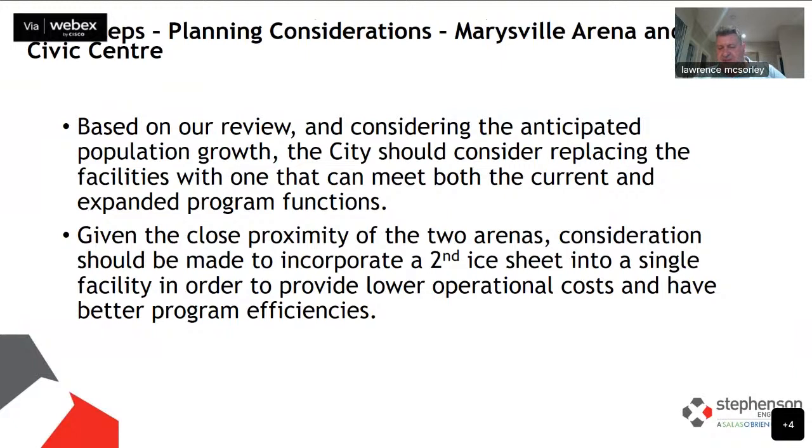So there is some logic to considering putting 2 ice sheets next to each other in the same facility. There are economies of scale that go with that, lower operational costs, and program efficiencies so that you don't have to build everything twice. So that's something that I think we would recommend you start to consider. You might even consider putting the curling club as part of this. And maybe there's a master plan that has to be phased, but at least it's something to start to think about. Next slide.